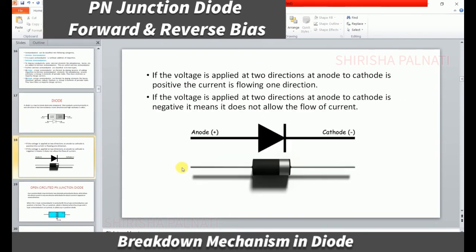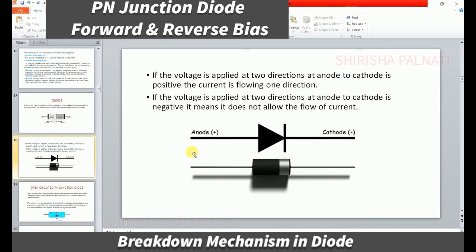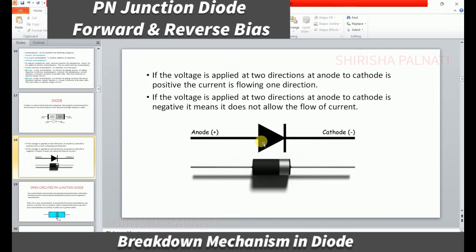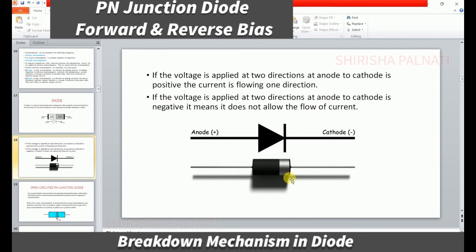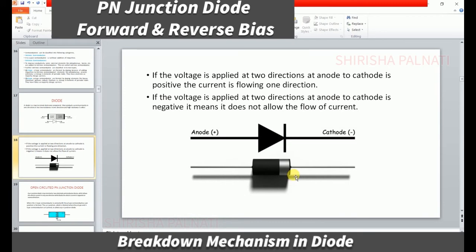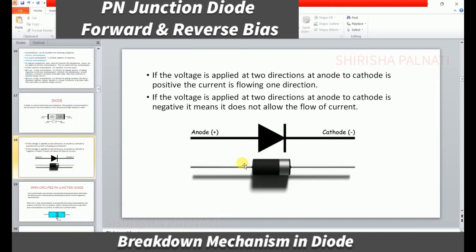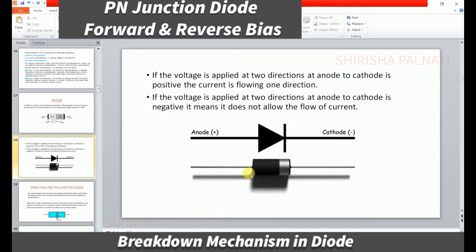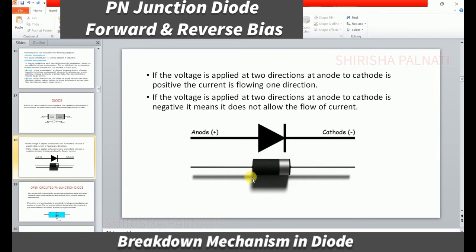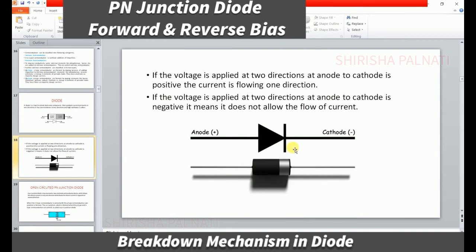Next, the diode symbol is indicated like this. The current flows in only one direction, which is why the arrow mark direction is indicated. And next, this is the real-time diode, which we mainly use practically in the experiments in the lab. In this, the silver coating indicates the negative side, and this side indicates the positive. So the diode has two electrodes, anode and cathode.